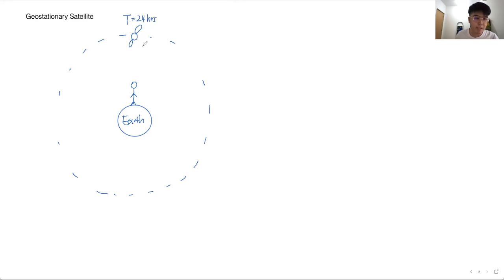Now, what is this height again? Just now we calculated the height, right? The height of this satellite has to be exactly 35,800 kilometers. Just now we calculated approximately 36,000 km, right? That is the altitude for a geostationary satellite. If you want to get the period exactly equal to 24 hours, you have to be as accurate as possible to the altitude.